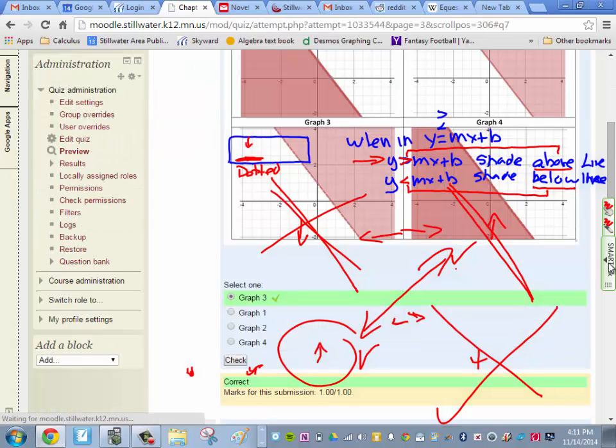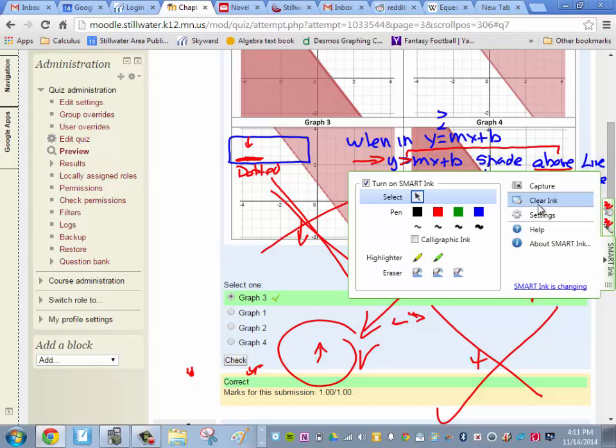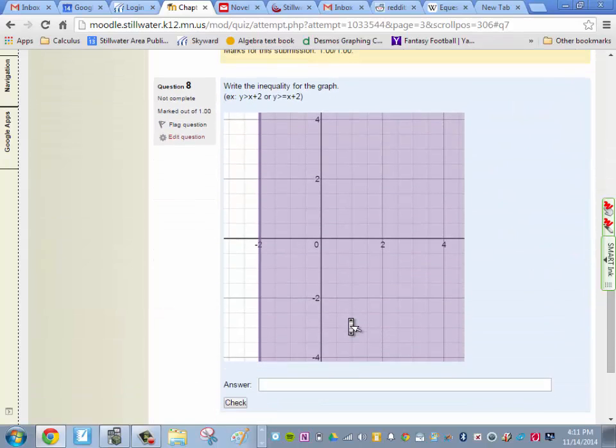There we go. Okay, so that's how you do that type of problem. Clear in ink, going out. Oh, so these get you guys. I don't know how many times I have to answer questions on a problem like this.